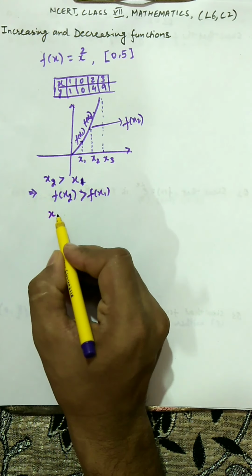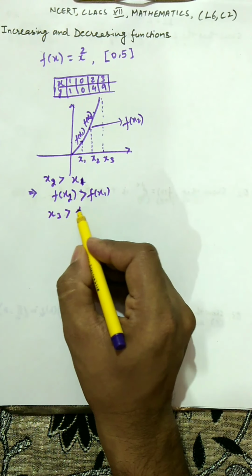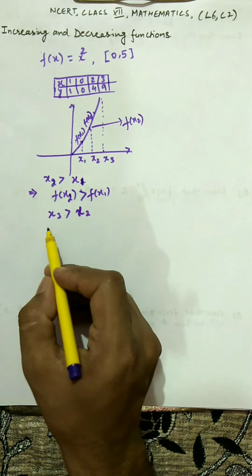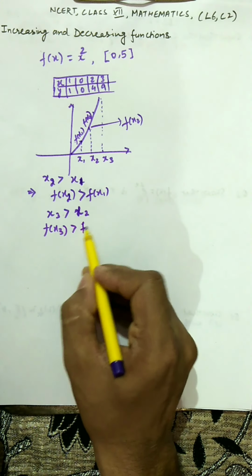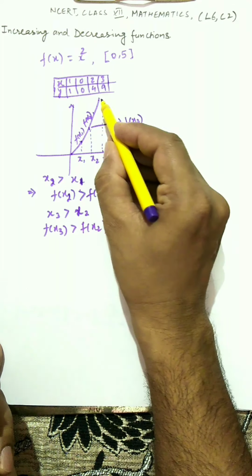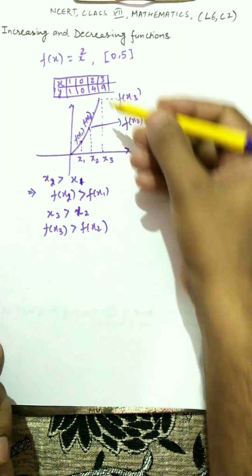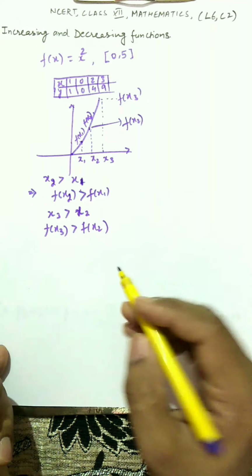If I say that x3 is greater than x2, you can see even this time that f(x3) will be greater than f(x2), because this is your x3, f(x3), and this is your f(x2). So the value of y at x3 is greater than the value at x2.